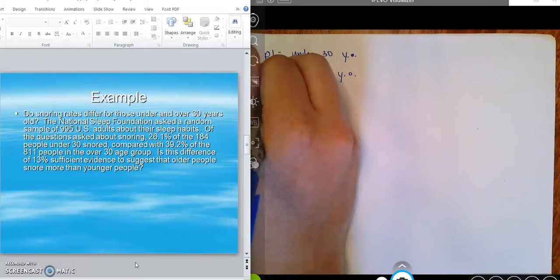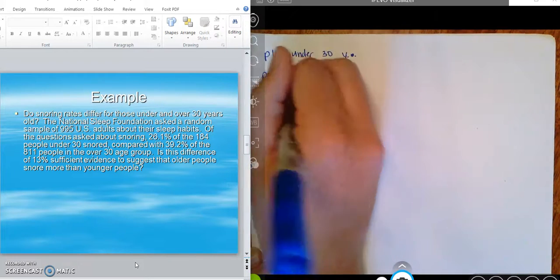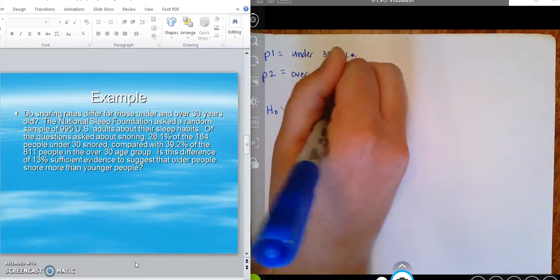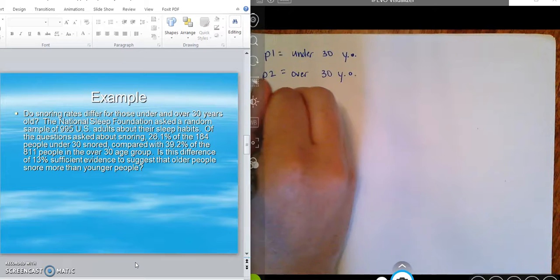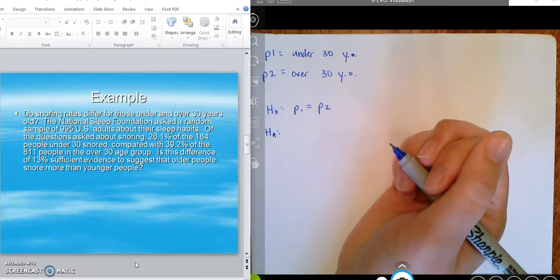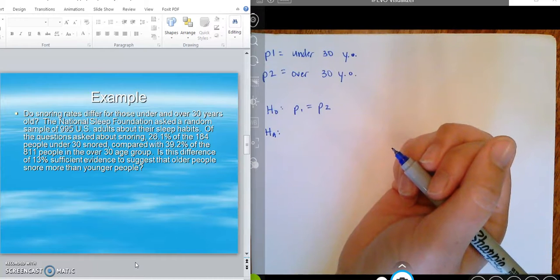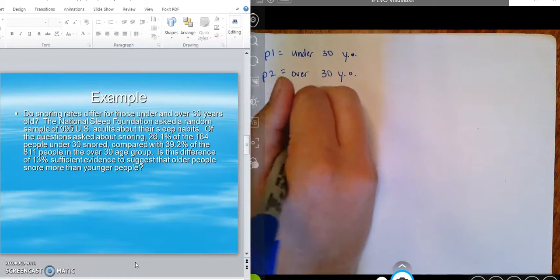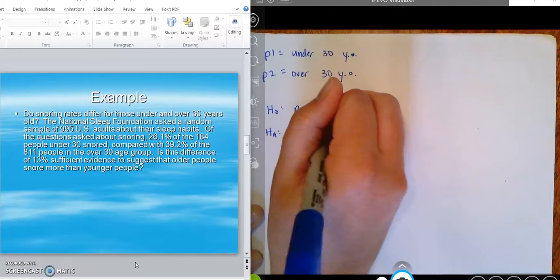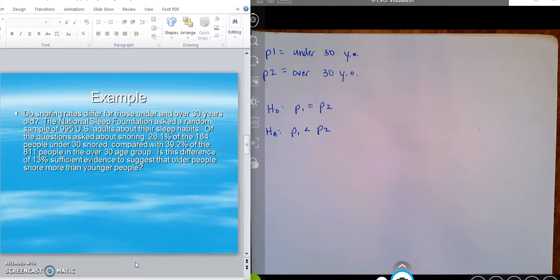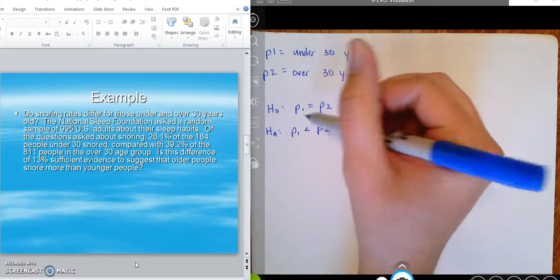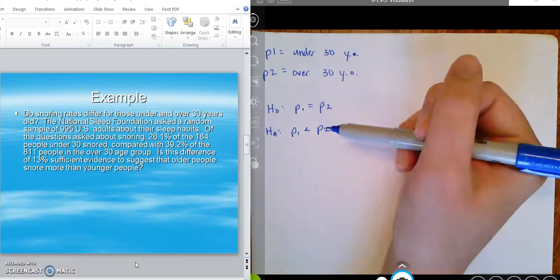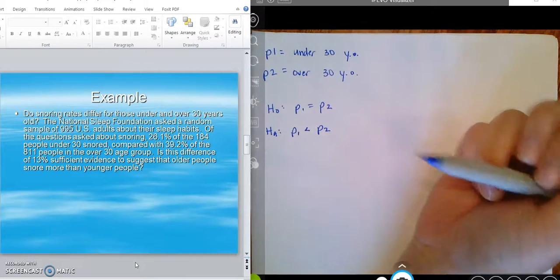So that would make my null hypothesis in this situation, P1 equals P2. This is saying that they both snore the same amount, okay? My alternate, it said in the problem that the under 30 were 13% less likely to snore than the over 30. So that means I am saying that younger people snore less than over 30 people. Okay, so this is how you have to set it up. You have to state which is which. You said state null and alternate. There's no numbers here. I know 13 was in the problem. We don't use it in our null and alternate.